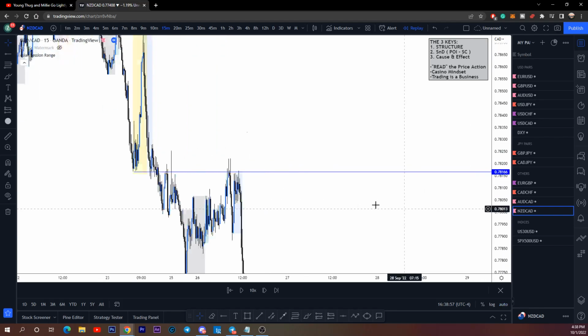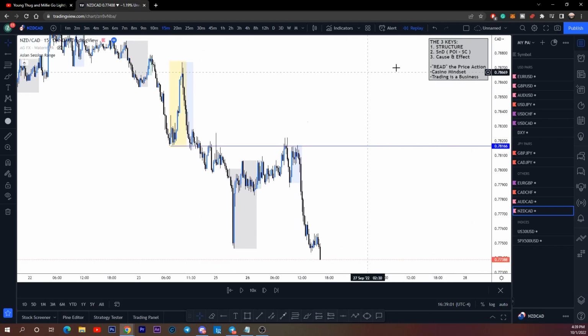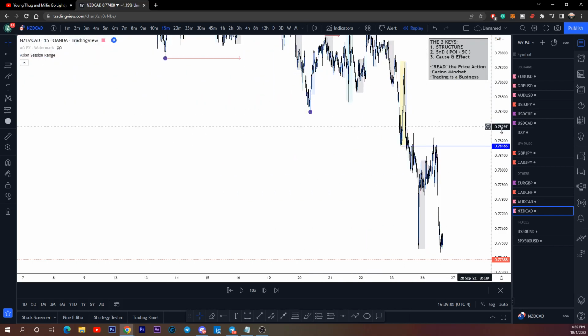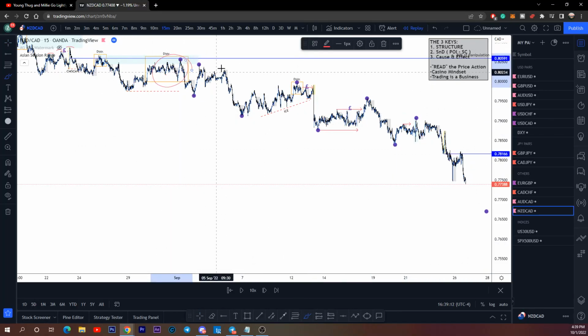Okay, so looking at it, if you guys don't know the three keys here, then learn the three keys, right? We have structure, supply and demand, cause and effect. That's exactly what I just showed you guys. Our structure is bearish. Our supply and demand is these distribution zones, the unmitigated order blocks, everything of that sort that we know the market wants to react off of. And then cause and effect is just us validating that the market wants to react off that area.